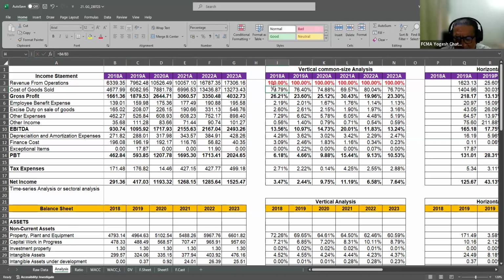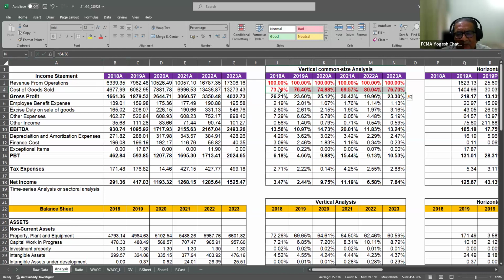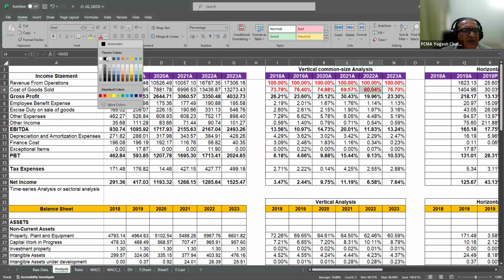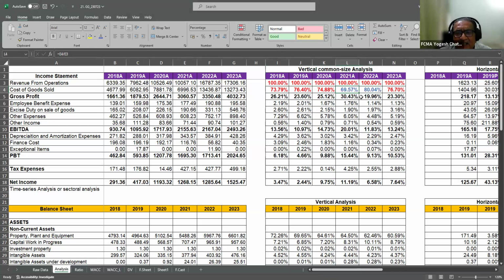So we can see the cost of goods sold of this company, that is around 75%, 75% of the revenue from operation. But there is an exception in these 2 years, as you can see, that is not 75%. 2021 and 2022. As we all are aware, these were abnormal years.